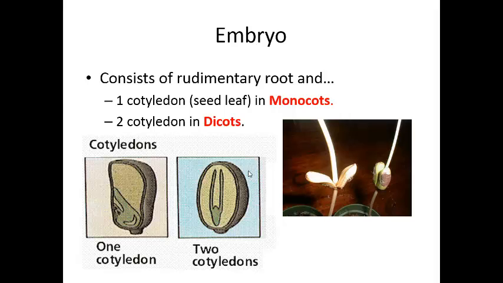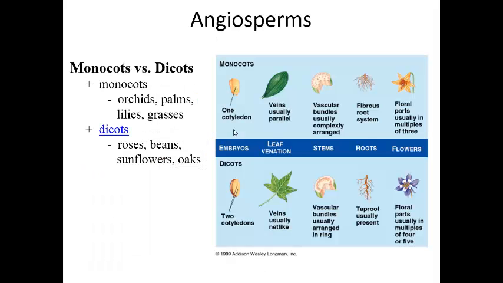If you produce one cotyledon, you're known as a monocot. If you produce two cotyledons, you're known as a dicot. Monocots and dicots are the two different types of angiosperms. There are a number of differences between monocots and dicots. Monocots tend to be the smaller angiosperms. Talk about orchids, grasses, lilies, palms.